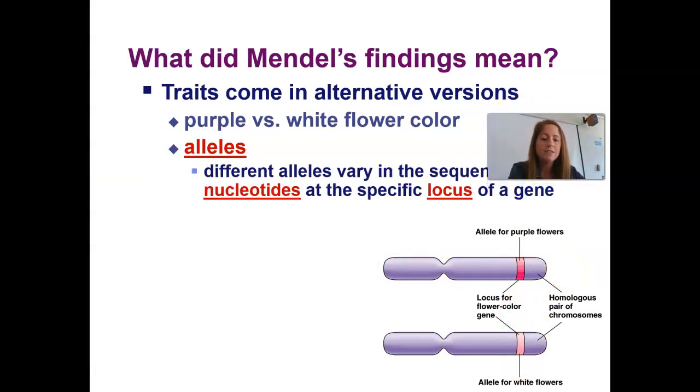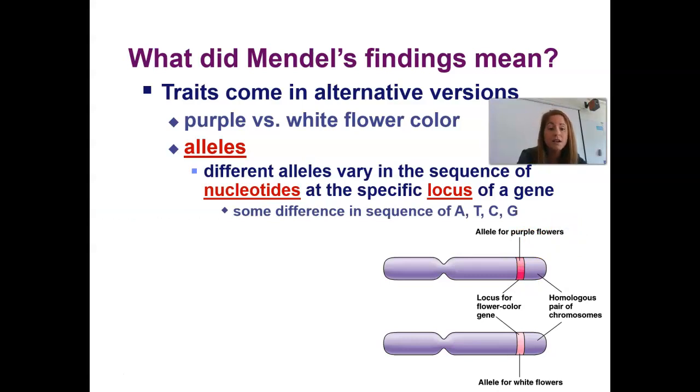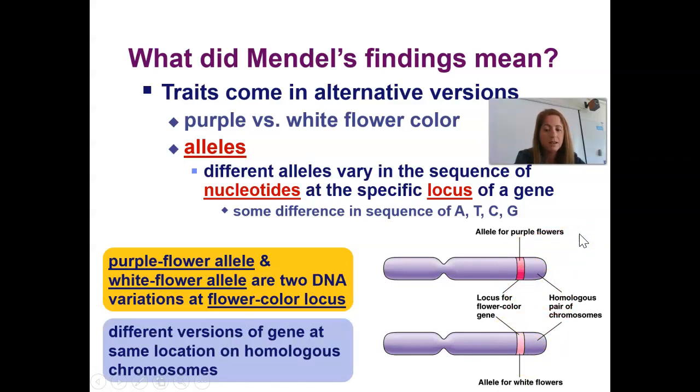And so the difference in the nucleotide sequence in this spot in the DNA for this gene determines what allele you'll end up with. Just slight differences in A's, T's, C's, and G's in that gene can cause you to have, in this case, a purple flower or a white flower. And so we'd say those are just two DNA variations for the gene for flower color. And these are located on those homologous chromosomes, which we talked about in the meiosis video.